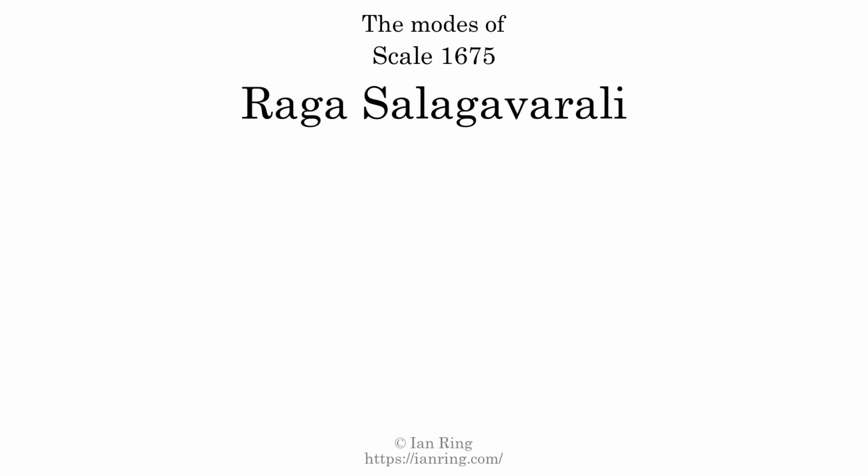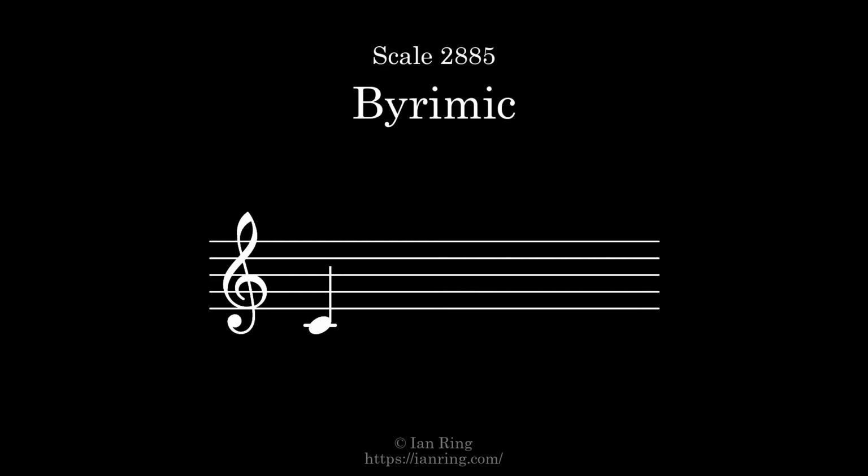This scale has 6 modes. The first mode is itself. The second mode is scale 2885, also known as birhythmic. It sounds like this.